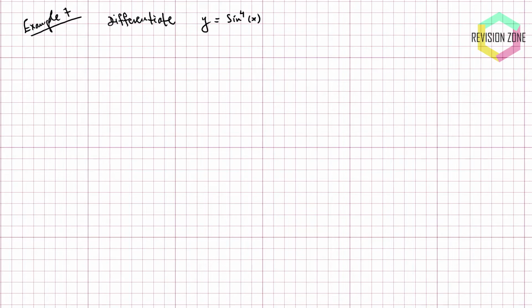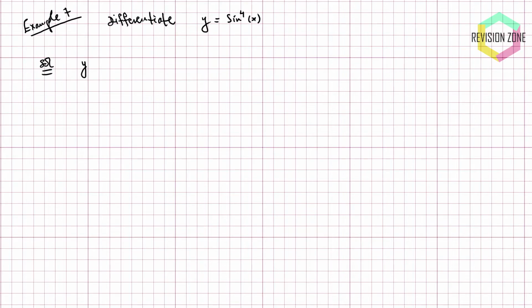Now let's start to get a little bit more creative with actually being able to apply the product rule. So in this case, we've got an even more involved function. We've got sine to the power of 4, and we want to differentiate this. So we're going to use, in fact, the product rule repeatedly here. So let's write that down.